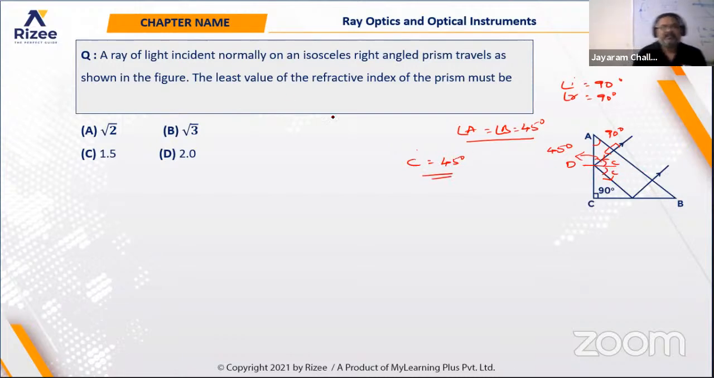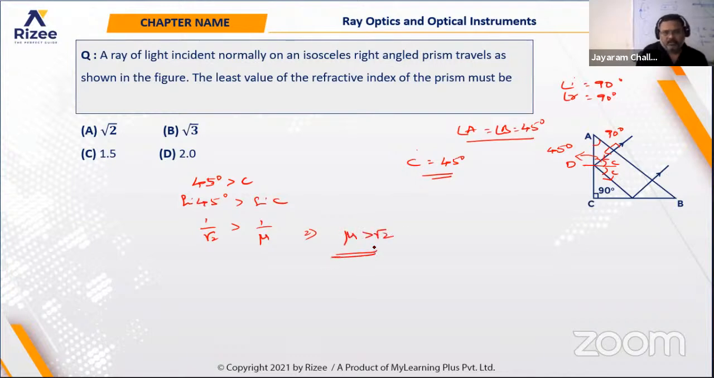So since the critical angle value we have got is 45 degrees, then according to our conditions, this 45 degrees is going to be greater than C for total internal reflection to take place. In the sense, if I apply sine on both sides, sine 45 is greater than sine C, or 1 by root 2 is greater than sine C, which is nothing but 1 by mu. Or you can say that mu is going to be greater than root 2, or the least possible value is greater than or equal to root 2. So this is the condition for the case.